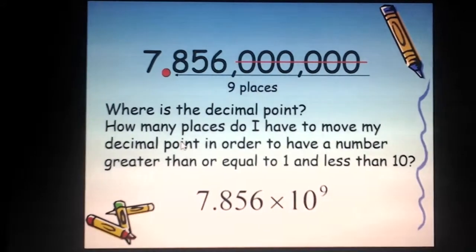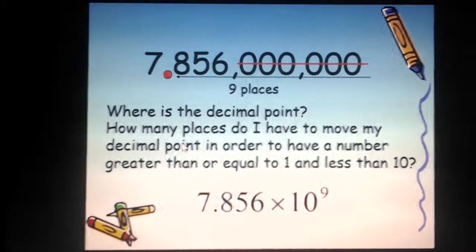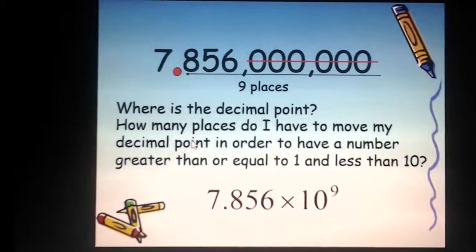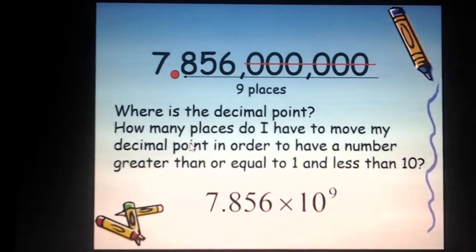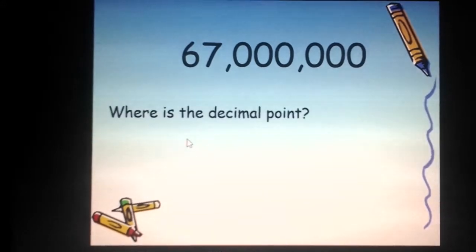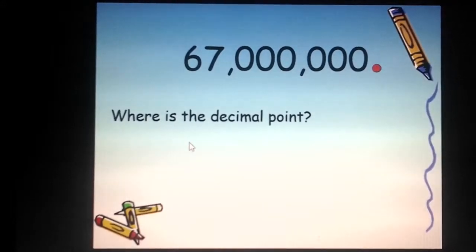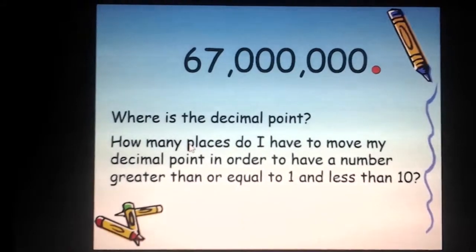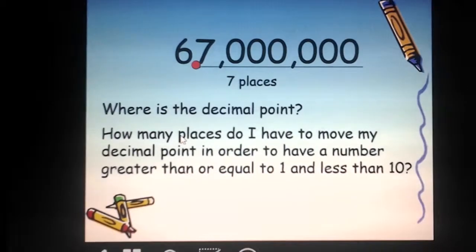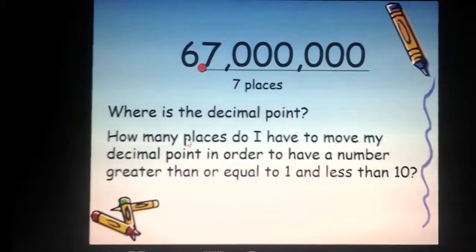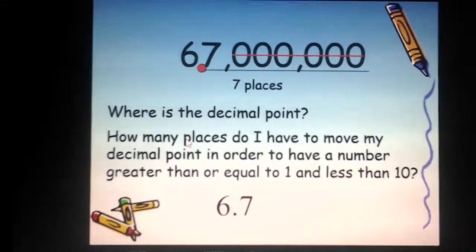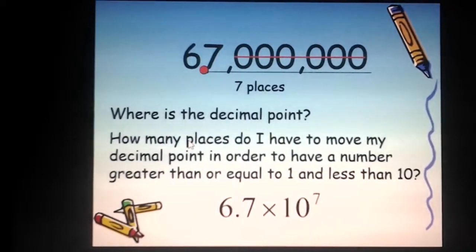Again, that is 7 and 856 thousandths times 10 to the 9th power. Here's a very large number again. Where's the decimal point? And you guessed it, it should be in between the 6 and the 7. So therefore it went over 7 places. So therefore 6 and 7/10 times 10 to the 7th power.